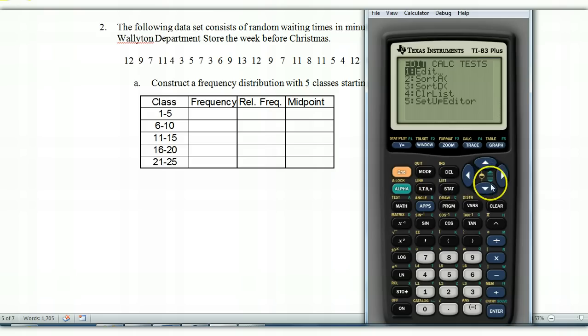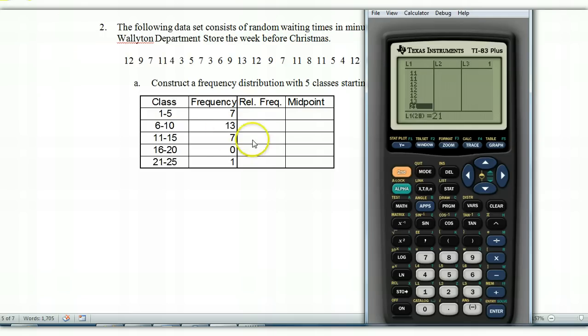And now when I go back to my list editor, it's broken down into intervals. So 1 to 5, I have 1, 2, 3, 4, 5, 6, 7 things that fall into that class. And now the next class, 6 to 10, I've got 1, 2, 3, 4, 5, 6, 7, 8, 9, 10, 11, 12, 13. 13 things that fall in this class.